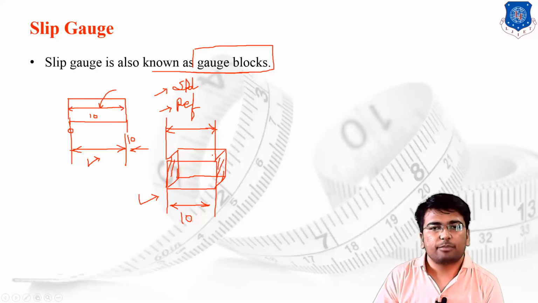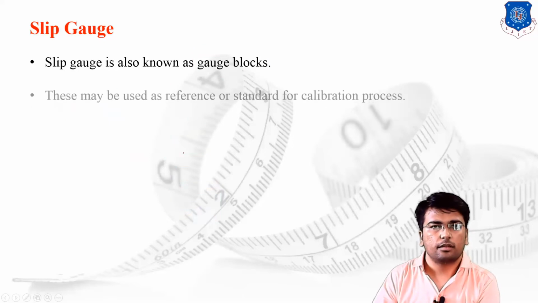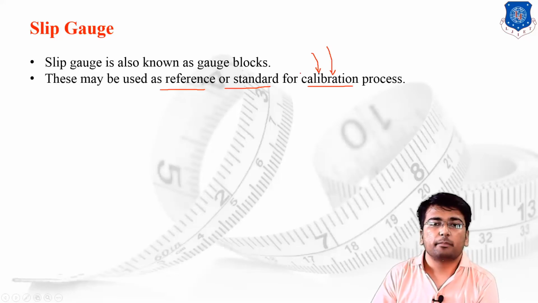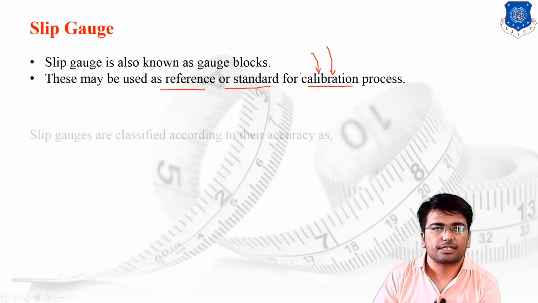So to calibrate or validate existing scales, we use reference blocks, and those reference blocks are known as slip gauges. As I have told you, slip gauge can be used as a reference or standard for the calibration process as well as for the validation process. Calibration means providing the divisions on a blank scale. Validation means checking on an existing scale whether the numbering is correct or not.